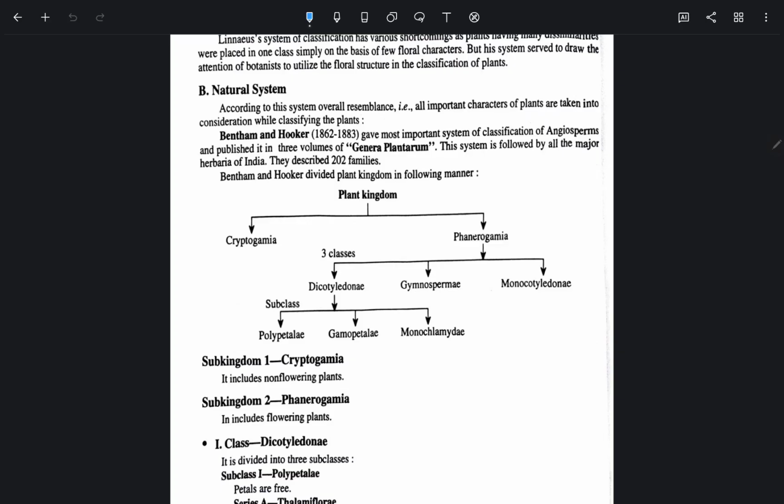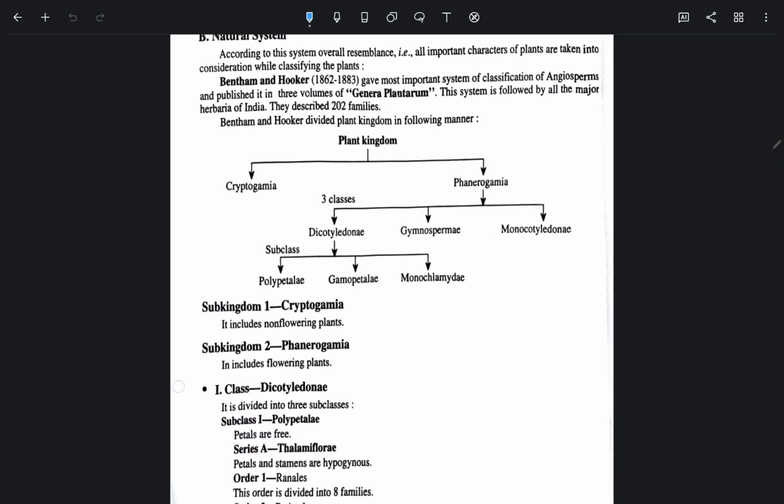They describe 202 families. Bentham and Hooker divided the plant kingdom in the following manner: Cryptogamia and Phanerogamia. Phanerogamia is further classified into 3 classes: Dicotyledony, Gymnospermy, and Monocotyledony. Dicotyledony is also subdivided into 3 subclasses: polypetalae, gamopetalae, and monochlamydeae.